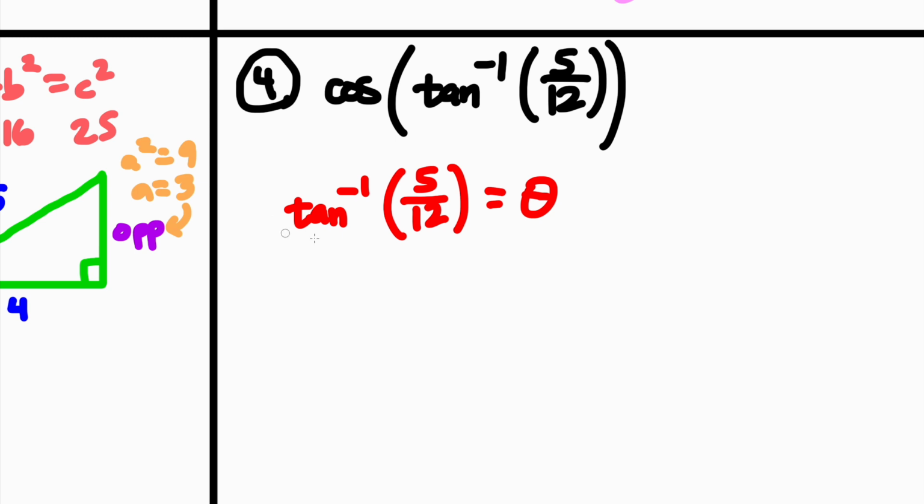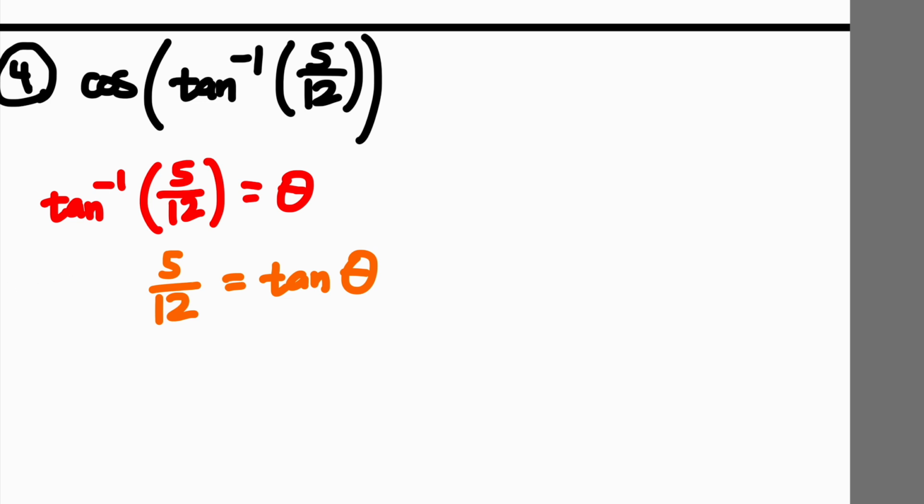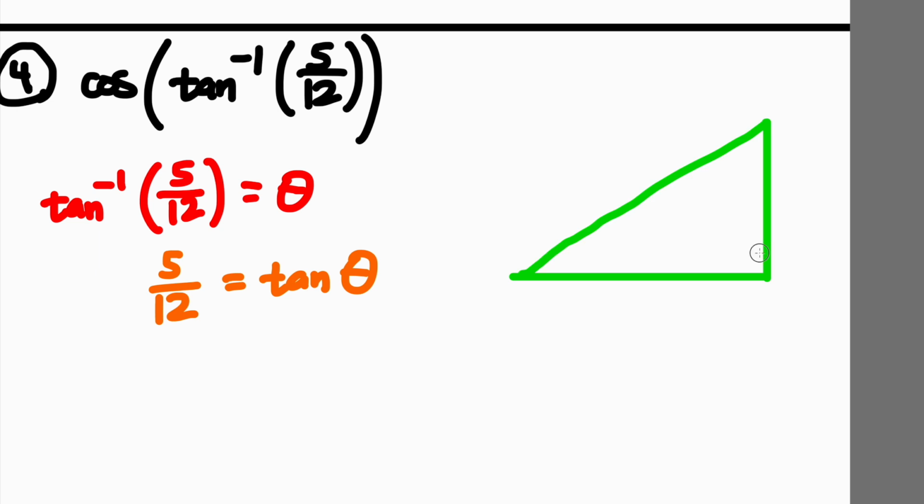From here, I'm going to tan both sides. So I'm going to write 5/12 is equal to tan theta. Okay, so from here, we're going to draw another dummy triangle to kind of get an idea of what we're looking at. So here's my triangle. Okay, it's a right triangle, and I'm going to put theta right here. So tan theta is going to be equal to the opposite over adjacent. In this case, it's going to be 5 over 12.